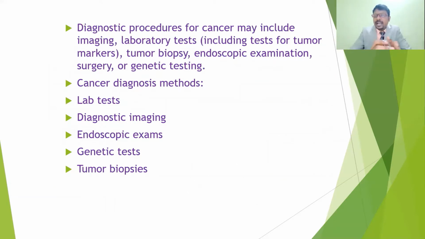Many different tests have to be done to rule out the causative factors as well as to determine what type of cancer it is. These procedures include imaging technology such as X-ray, CT scan, and MRI scan, and laboratory tests including tumor markers, tumor biopsy, endoscopic examinations, some surgeries, and genetic testing. These give clues and information about what type of tumor it is.